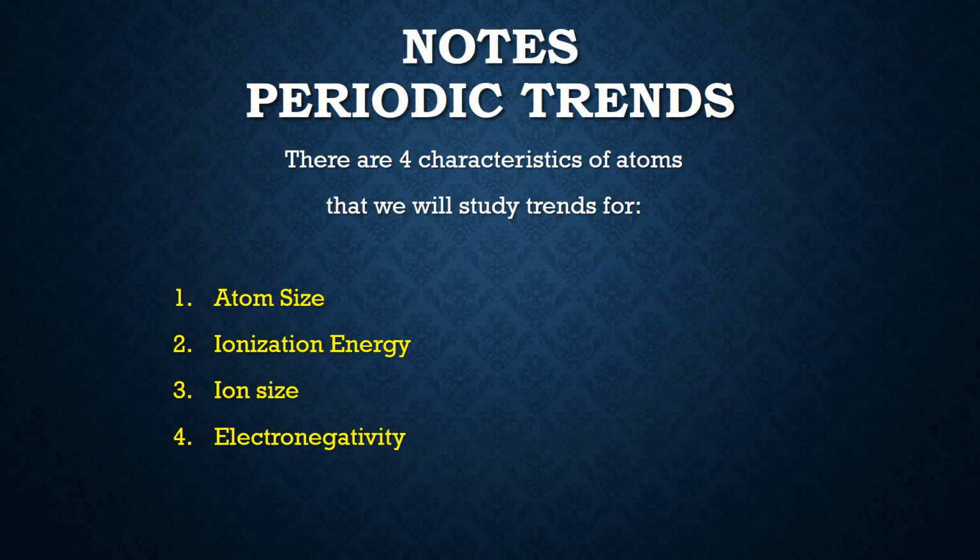We're going to be looking at 4 trends, and we'll have one little mix for each one: the atomic size, the ionization energy, the ion size, and electronegativity. You can go back to the previous slide, the second slide. These are all the 4 trends that you need to understand, their properties as they go across and as they go down the periodic table.